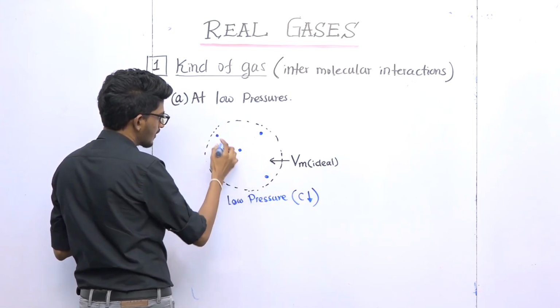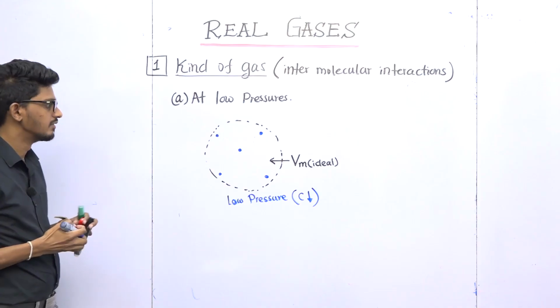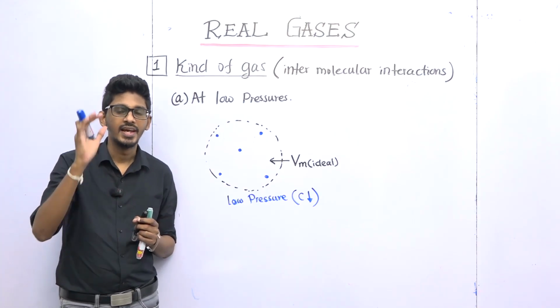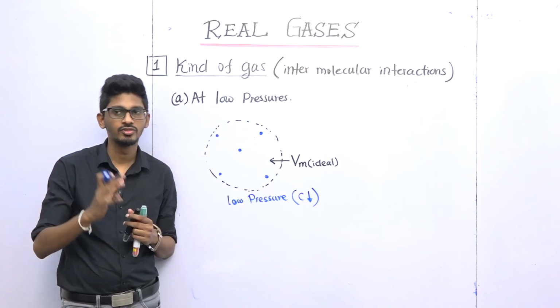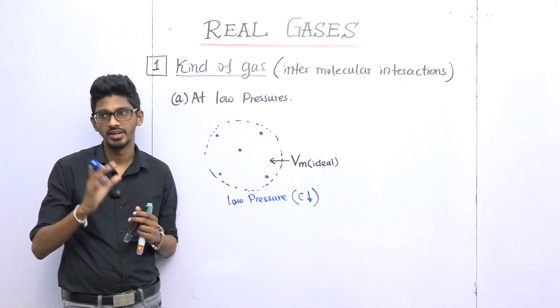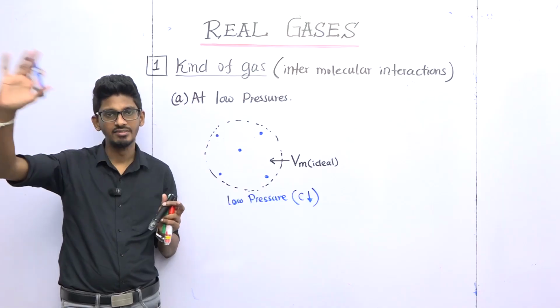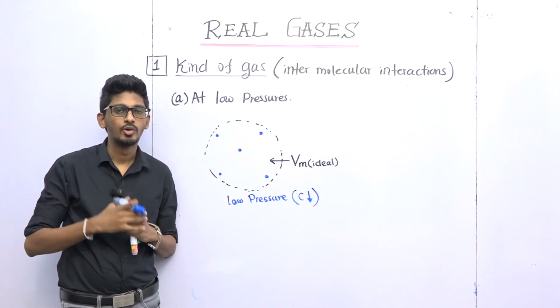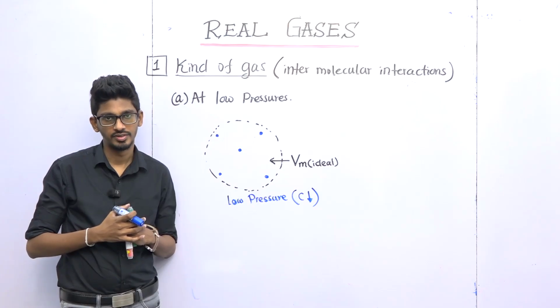So when the particles are away from each other, the attractive forces will predominate. When the particles are a bit away from each other, the attractive forces are more pronounced than the repulsive forces. Why is that?